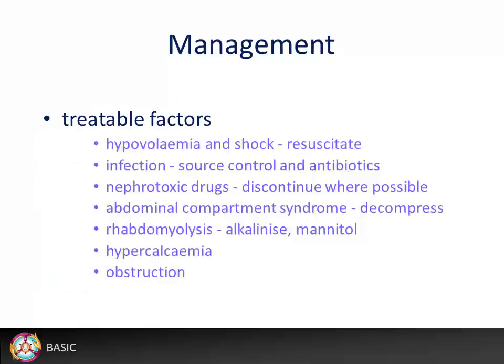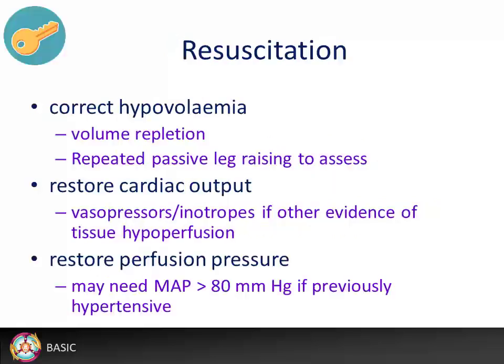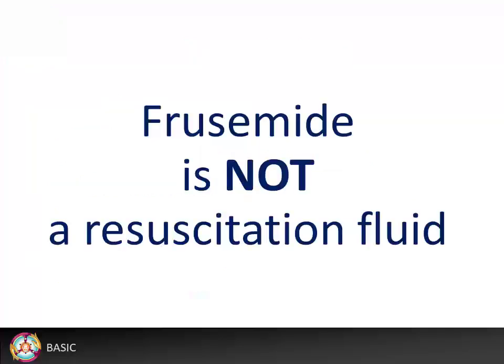As we discussed, it is important to identify and treat the treatable factors. This involves resuscitation, relief of obstruction, including urinary retention, antibiotics and aggressive source control for sepsis, stopping nephrotoxic drugs where possible, decompression of abdominal compartment syndrome, and treatment of rhabdomyolysis. Resuscitation involves correcting any hypovolemia, restoring cardiac output, and restoring perfusion pressure. Furosemide should be avoided at this stage, although it may have a role after adequate resuscitation.